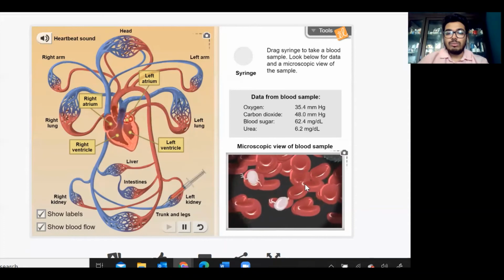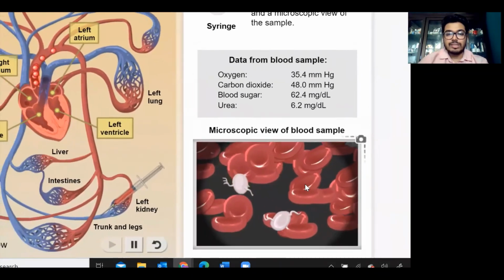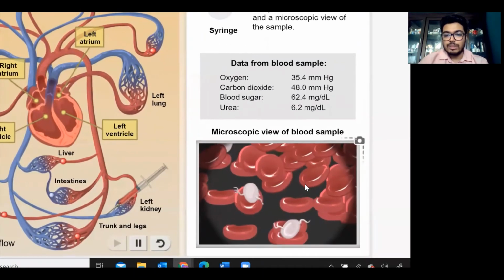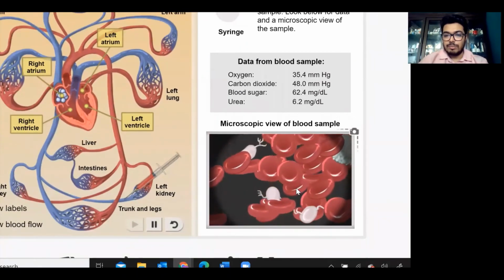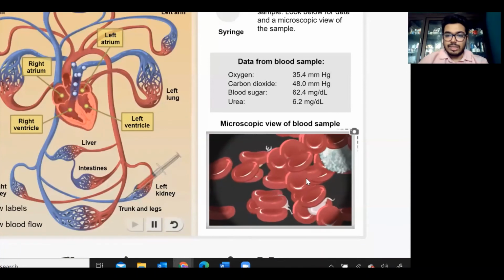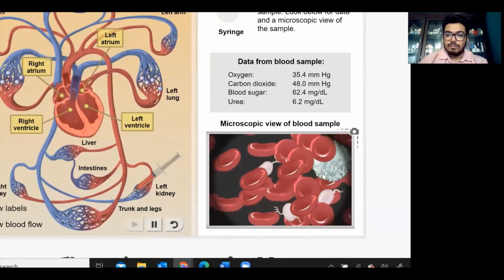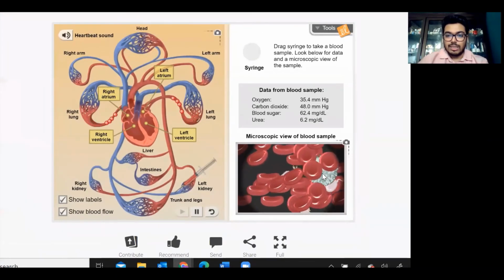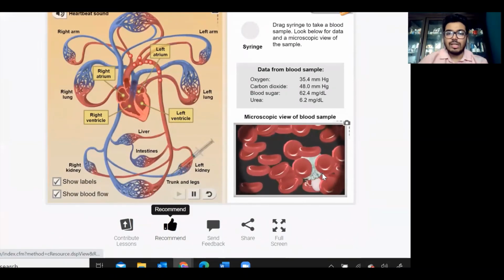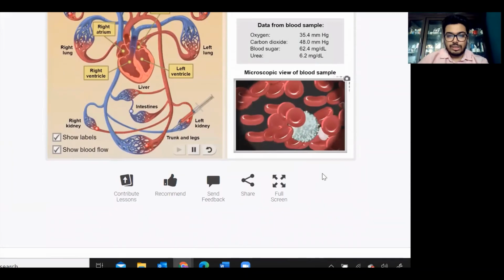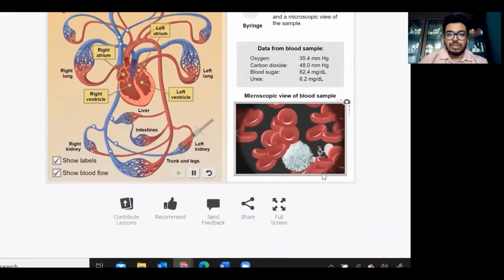One more thing which I would want to explain is the microscopic view of the blood sample. Students can understand different cells which are present in the body. Like you can see red blood cells, white blood cells, plasma. All of that can be explained here. Of course, along with this is something which the students will be doing.